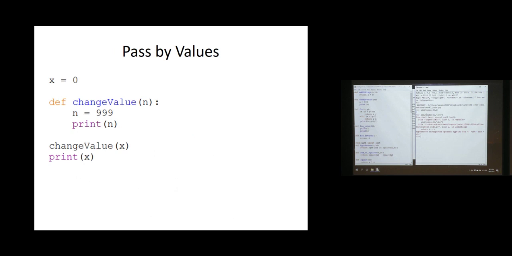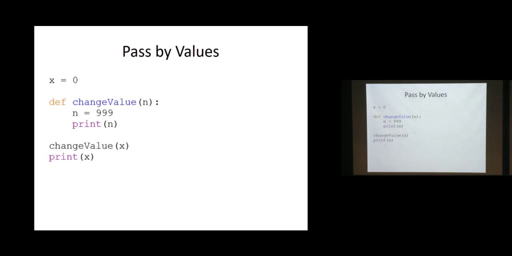Next thing comes an important programming concept. This one is not just applied to Python, it applies to all the languages. In fact, all the topics that we cover today apply to all languages, not just Python. So for example, pass by value. I define a function called change value, and this change value takes the argument n. What it does is assign 999 to n, and then print out the n.